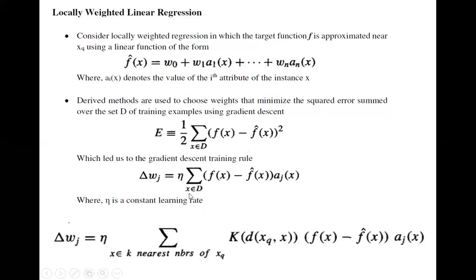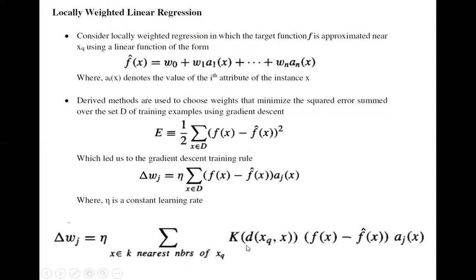But this is for the global case. This change in weight is done for all the examples. But as we mentioned, this is locally weighted linear regression. Locally, we are interested in only the query point and its neighbors, which are very closest. So when this gradient rule comes to our neighbors, it will be modified like this. This is applied only for nearest neighbors, so x belongs to the k nearest neighbors of query point x q.